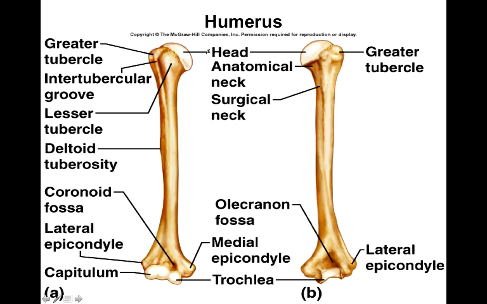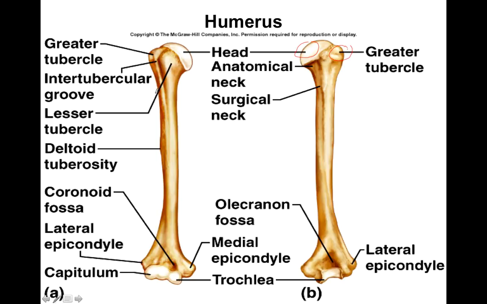Humerus. We're going to talk about the head of the humerus, which is what we just saw. The head of the humerus is what fits into that glenoid cavity or glenoid fossa. Greater tubercle is opposite, so this is lateral. This is the superior lateral part of the humerus, a place for muscle attachment.